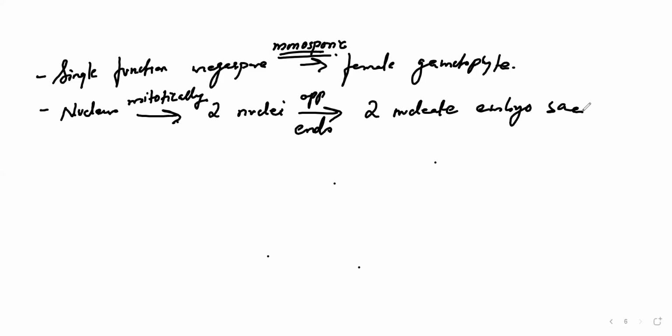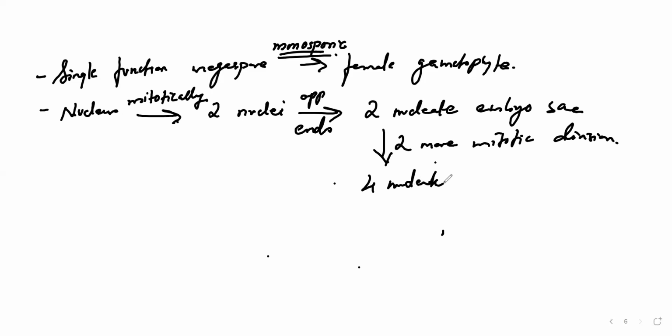Now this 2 nucleate embryo sac is going to undergo 2 more mitotic divisions. So 2 more means from 2 it will become 4 nucleate, and from there 1 more, that is 8 nucleate embryo sac. Okay, so I'll draw the small thing I drew earlier inside the nucleus, and I'm just going to enlarge it over here.